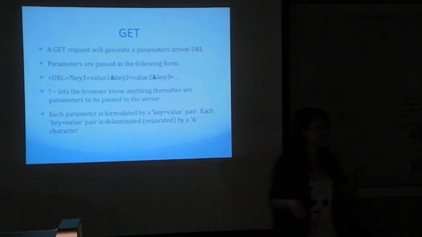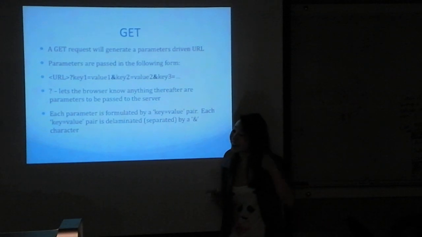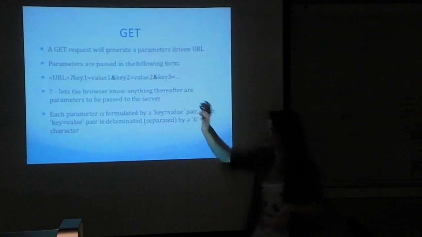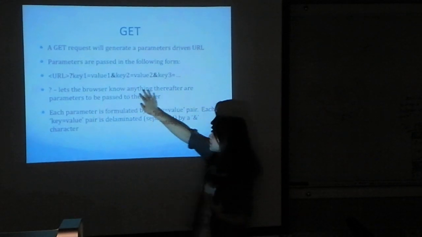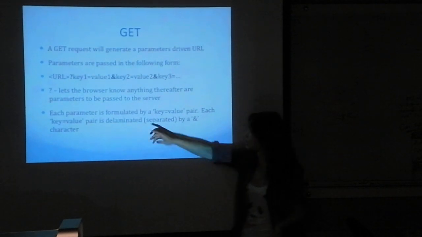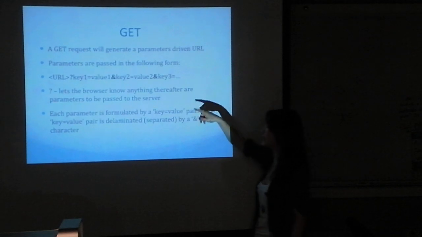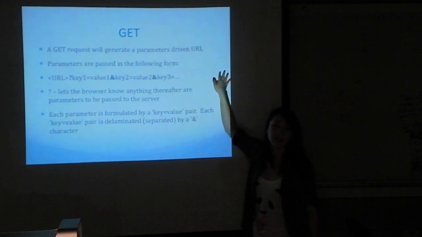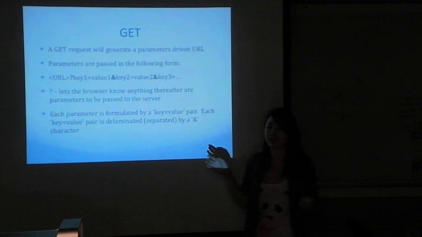Did you have a question? Yeah, and it's visible in the browser. When you send something over the network, it will actually appear in your URL bar. Each parameter is formulated by a key value pair: key equals something, value equals something, or key 1 equals value, key 2 equals value, and so on. You can have as many as you want, but I believe there is a limit to how many characters you can have in your URL.